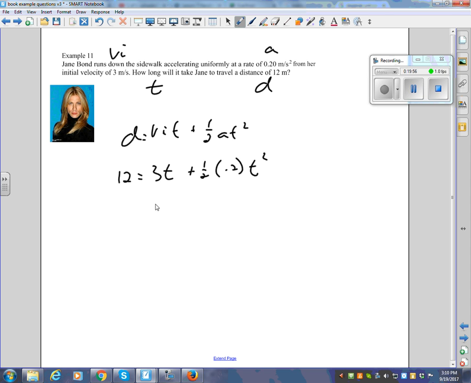I got 12 is equal to 3t plus 1/2. Well, I guess I could do this, right? I could go 12 is equal to 3t. A half of 0.2 is going to be 0.1 t squared, right? But how do you solve that? Divide out t? No, you can't add t's and t squareds together.